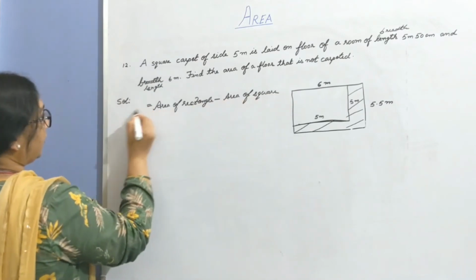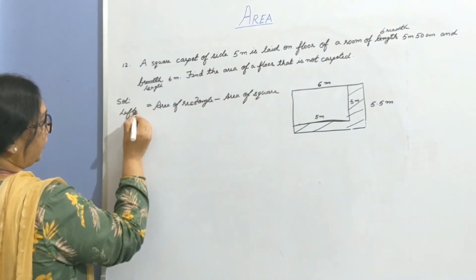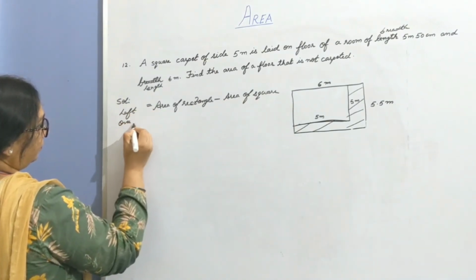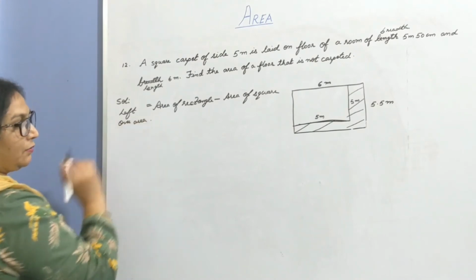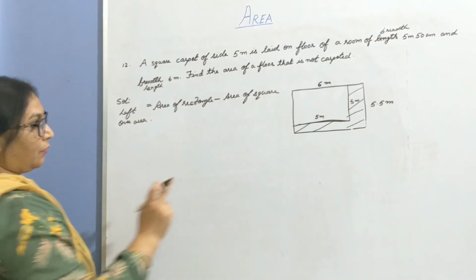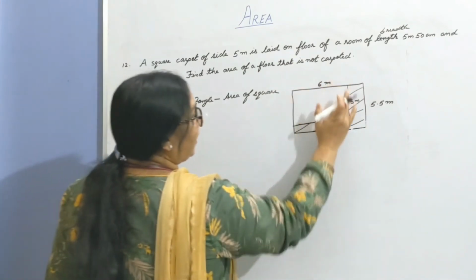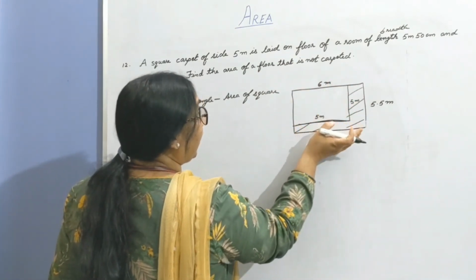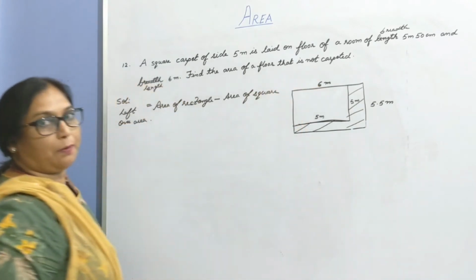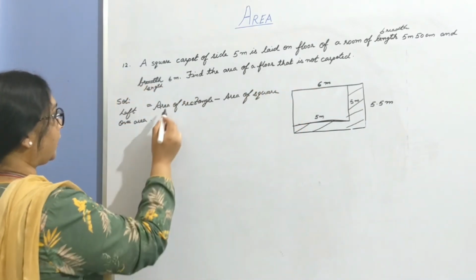Is the area which is the leftover area. Clear, students? From the area of the rectangle, when you remove the area of the carpet, you will get the area of the floor that is not carpeted. So let us find the area of rectangle.